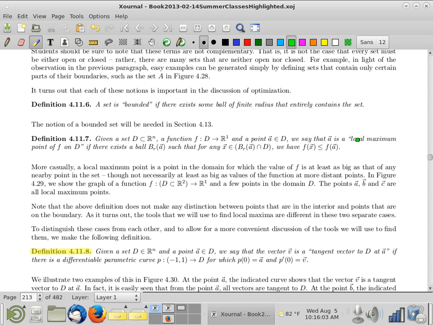Okay, so a local maximum point of a function given a certain domain. If you can find a ball such that all of the points in that ball, which are also in the set, obviously if it includes some points not in the set, we don't care about those. But if every point in that ball, also in the set, has the property that the function is no bigger than at A. So let me show you an example.